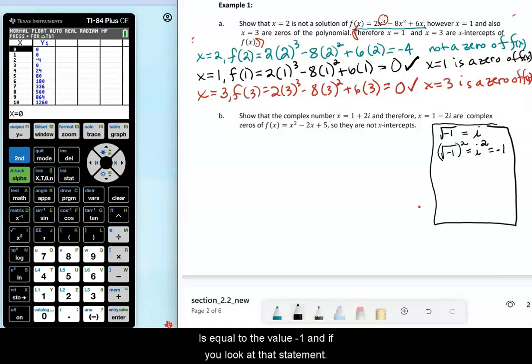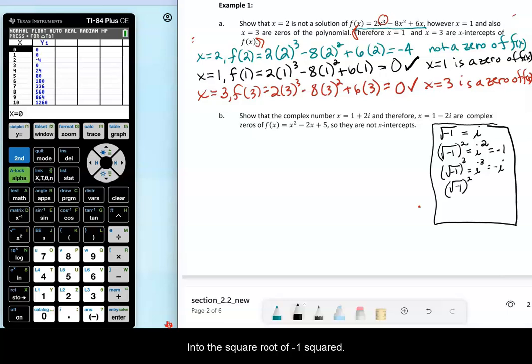And if you look at that statement, that should be what you expected. The square root of -1 cubed, which is i cubed, is equal to -i. And the reason for that is we can take this cubic and break it apart into the square root of -1 squared times the square root of -1. Do a little substitution. This guy is i squared, and this one is i. And we just said that i squared is -1. So, i cubed is equal to -i.